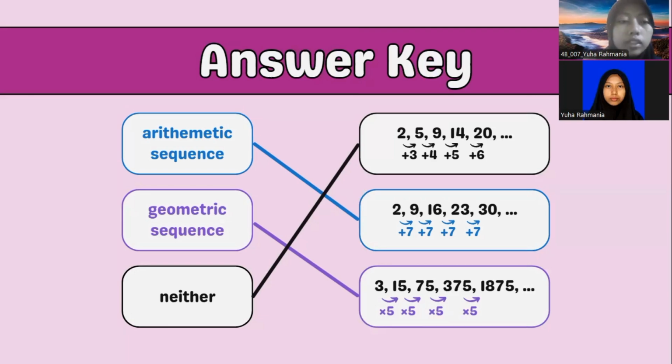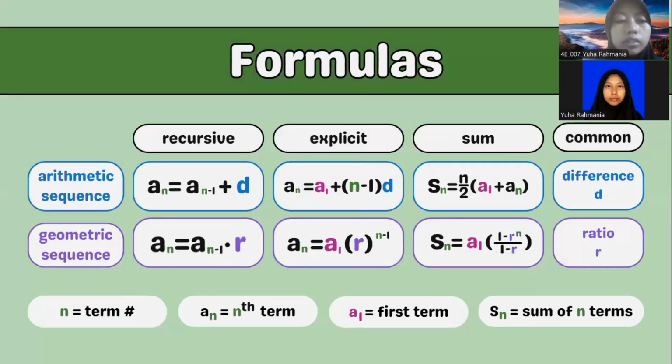Formula. After learning how to identify sequences, now let's study the formulas used in arithmetic and geometric sequences. These formulas are very useful because they help us calculate terms quickly without writing out the entire sequence. First, we have the arithmetic sequence formula: an equals a(n minus 1) plus d.